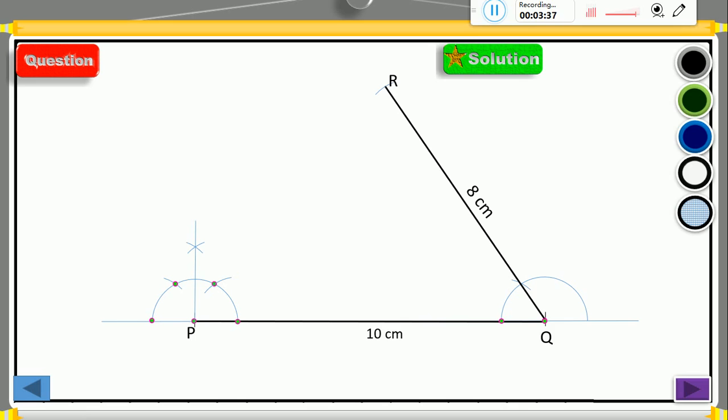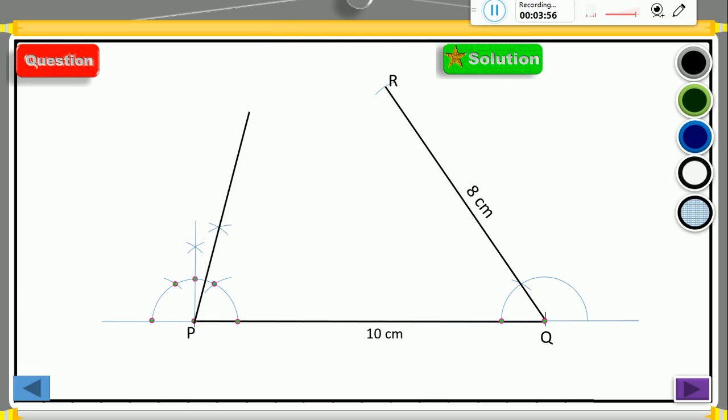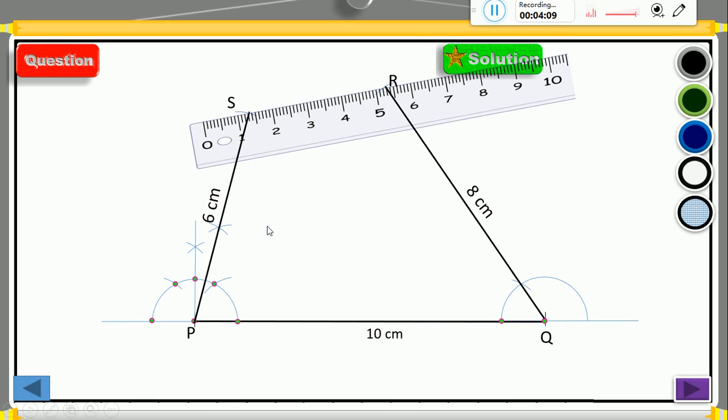We are going to bisect the angle formed here, which is 30 degrees, to get 15 degrees that will be added to 60 to get 75 degrees. Now, we draw the line QX. Measure PS to be 6 centimeters. The angle SPQ is 75 degrees. With a ruler at S, draw a line to join SR.